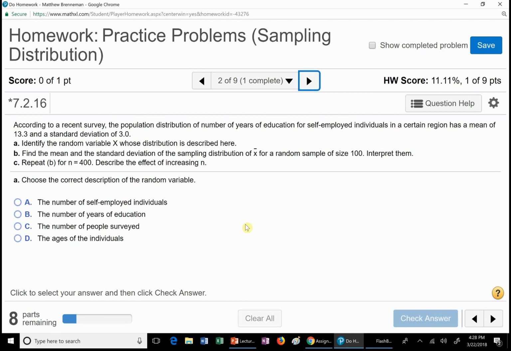Any ideas? The number of years of education. So we have one vote for the number of years of education. Everybody agree? How do we know that's the right answer?